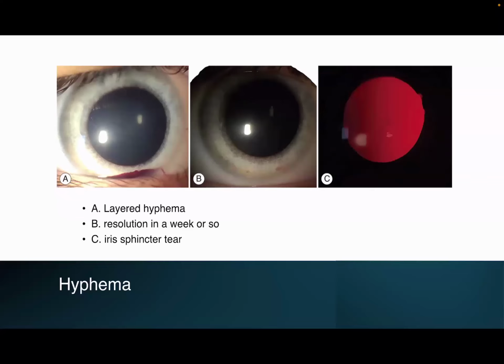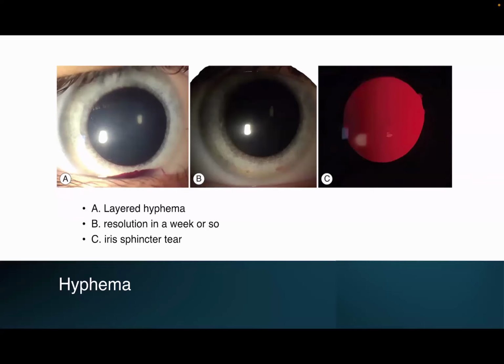This hyphema can be classified like uveitis, as 1+, 2+, 3+, and 4+, and treated with prevention of complications, treating the inflammation, preventing IOP elevation, and conservative follow-up. Layered hyphema is the second category, when you can see the meniscus of the hyphema. This picture is showing a layered hyphema, which has resolved in B in a week or so. And on retroillumination, you can see that there is an associated sphincter tear.